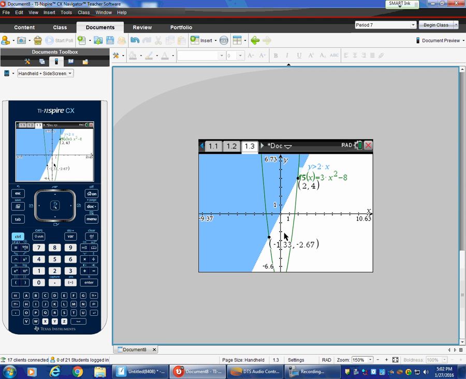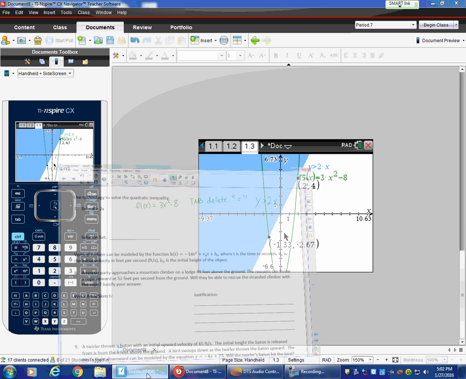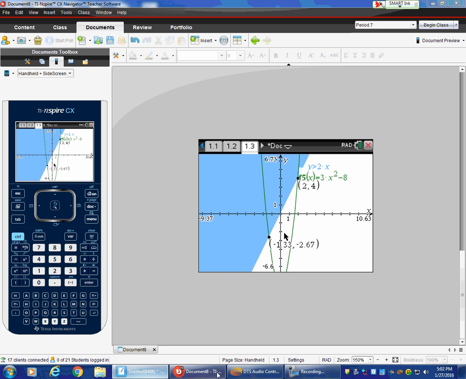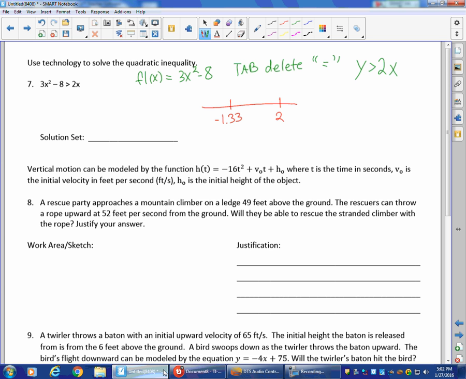Okay. Our inequality has x's in it. So I'm concerned about my x value here, negative 1.33, and my x value here, 2. So to give us a number line representation of the solution, negative 1.33 and 2. And since it's not shading our vertex down here, it's not covering the middle part of the graph.